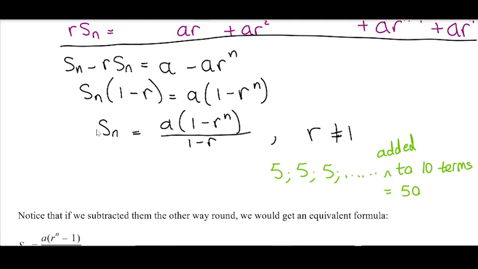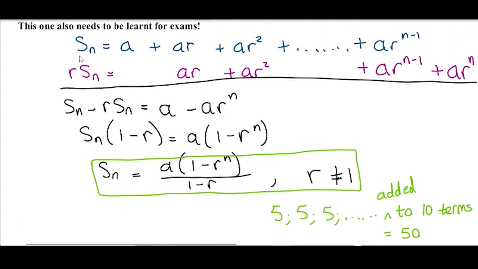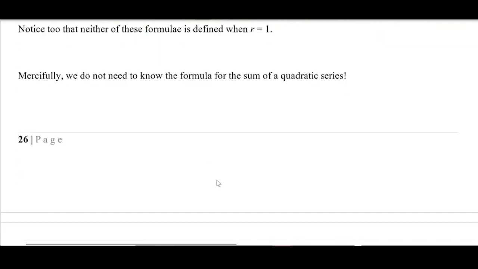So this formula gets provided in tests and exams, and it enables us to find the sum of a geometric sequence. If we had subtracted these two rows the other way around, we would have got a different version of this formula, and it also doesn't apply when r is not equal to 1. What we've actually done is just switched both the minus signs around. We don't need to know the formula for the sum of a quadratic series.